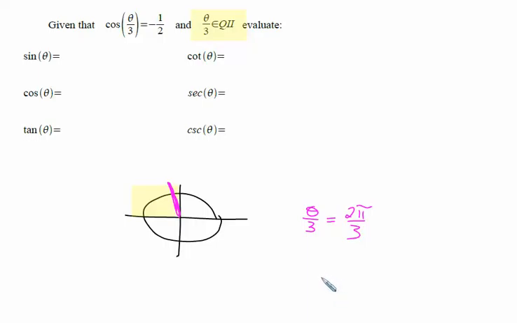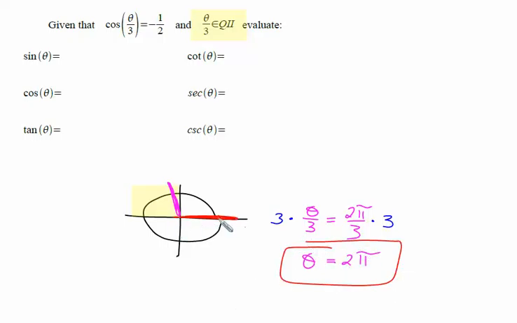So theta over 3 equals 2 pi over 3. Now we're trying to figure out what theta is, because that's what we're evaluating. So we would multiply through that equation by 3, and we'll get that theta is equal to 2 pi. So now when we look at these evaluations, we are considering what's the case when theta is equal to 2 pi.